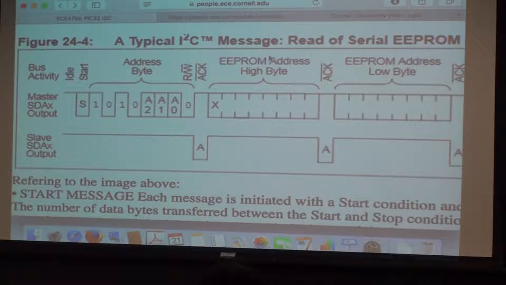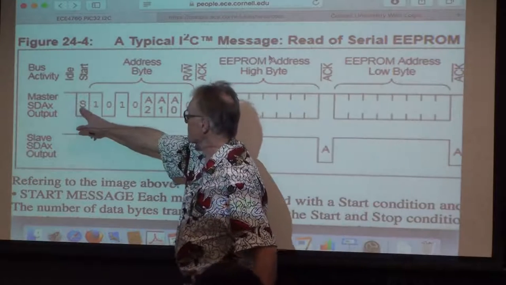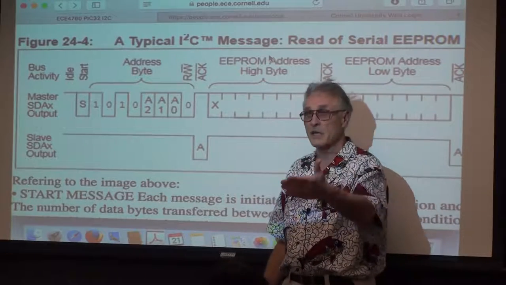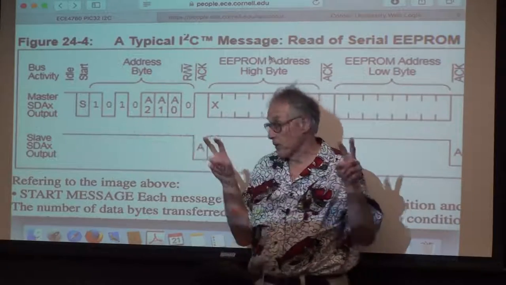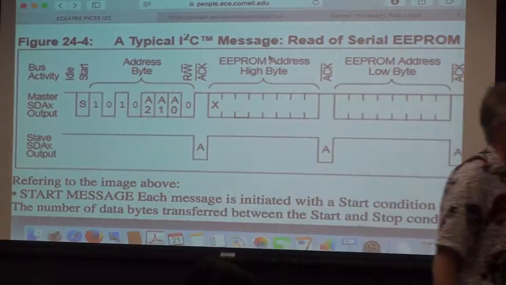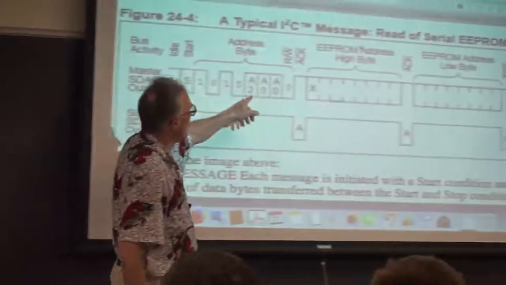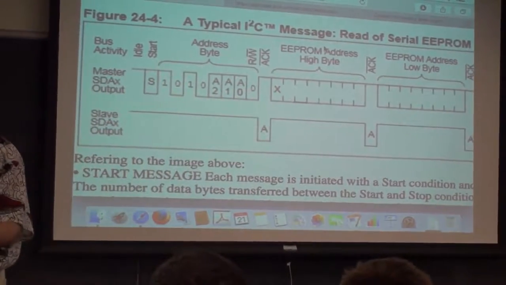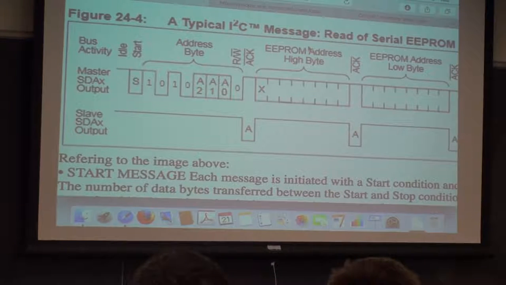message that you send has to go from idle to start with a start bit. You drop the data line during the clock high, then you send 1010, which is their control code, which everybody else would call an address, then the A2 through A0, and then a read/write bit, and a 0 in that position means you want to write. Because the first thing you're going to do is send the EEPROM address to the peripheral EEPROM.